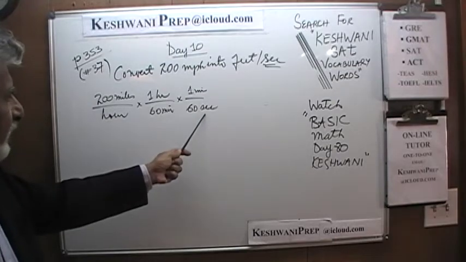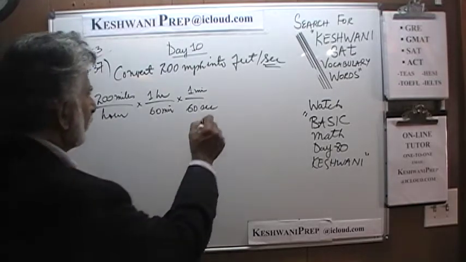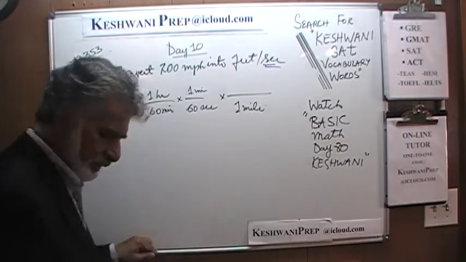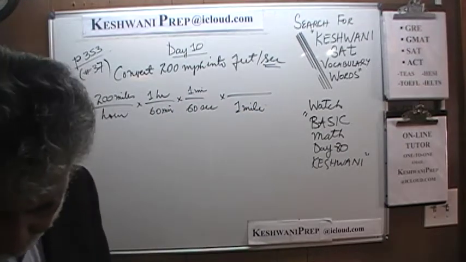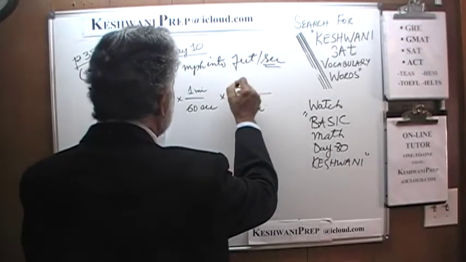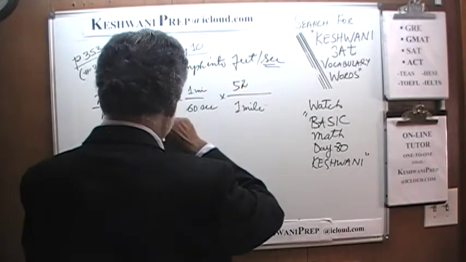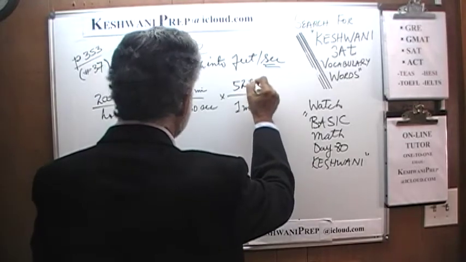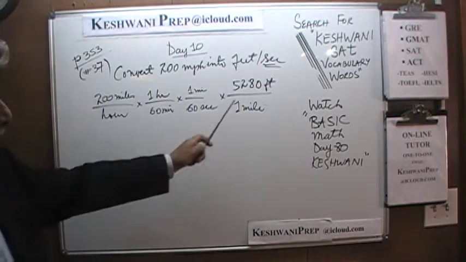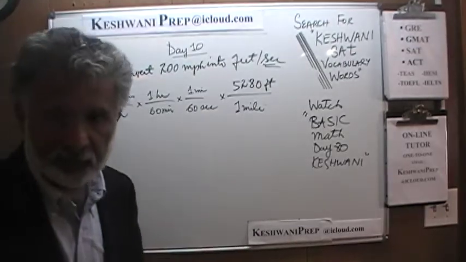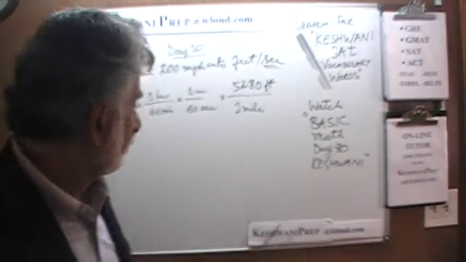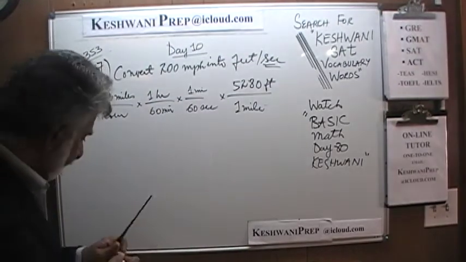Now we have seconds at the bottom, we want to get rid of these miles, so we want 1 mile on the bottom. And the problem tells us, you don't have to memorize this, in the problem they always tell you the conversion factor, that there are 5,280 feet in 1 mile. It says in the problem, this is not something you have to memorize. And that's all. Now we can take care of our units.